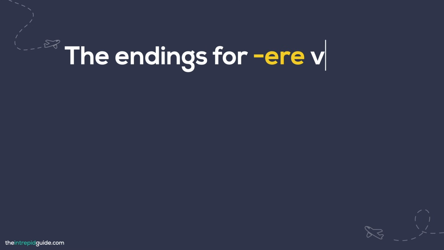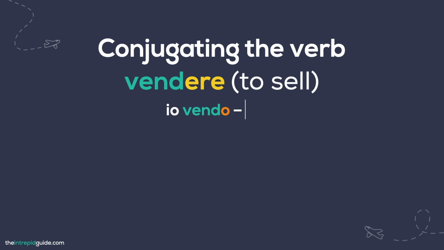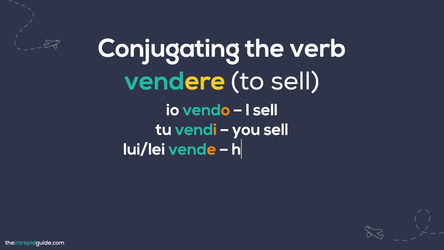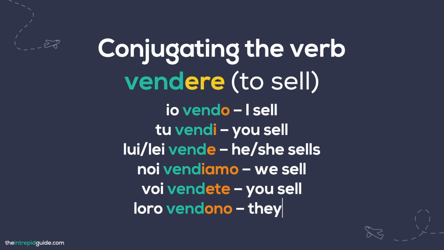Now, the endings for ERE verbs are very similar. We've got o, i, e, iamo, ete, and ono. Now, with these endings, you can conjugate the verb vendere, to sell. So, io vendo, tu vendi, lui, lei vende, noi vendiamo, voi vendete, loro vendono. As I mentioned before, the endings of IRE verbs can be conjugated in two different ways.